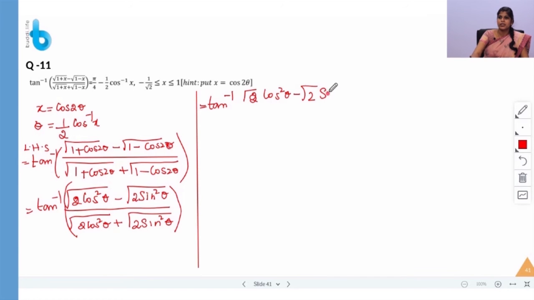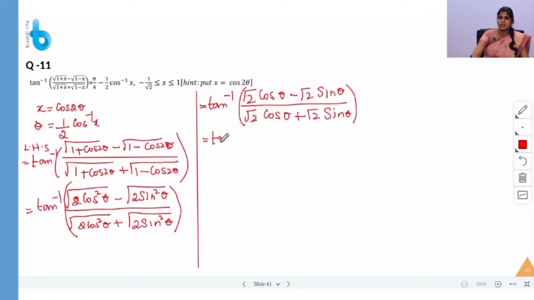The whole divided by, again, square root of 1 plus x is root 2 cos theta plus root 2 sin theta. Okay, now tan inverse of, see, both in the numerator and denominator we have root 2 common. So we will take it out, root 2 by root 2. So we have again cos theta minus sin theta divided by cos theta plus sin theta.